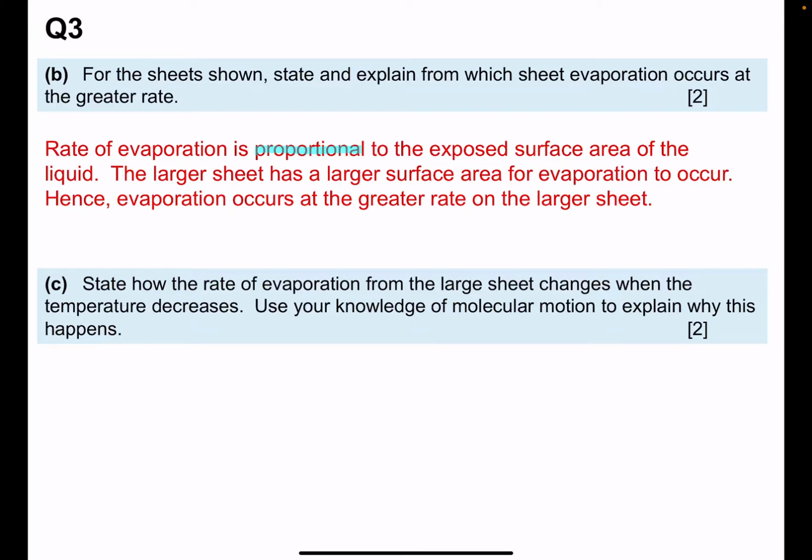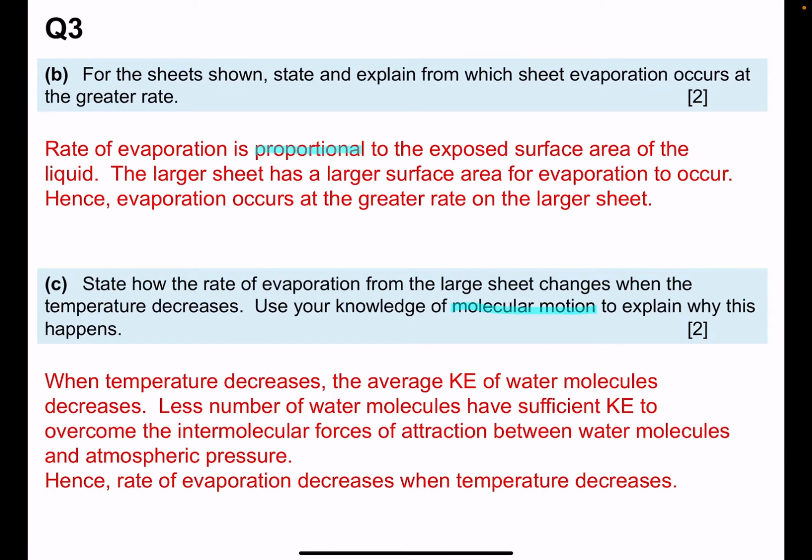Part C, state how the rate of evaporation from the large sheet changes when the temperature decreases. Use your knowledge of molecular motion to explain why this happens. Now you have to talk about water molecules in your answer. So when temperature decreases, the average KE of the water molecules decreases. So less number of water molecules will have sufficient KE to overcome the intermolecular forces of attraction between the water molecules and to overcome atmospheric pressure. Therefore, the rate of evaporation will decrease when temperature decreases.